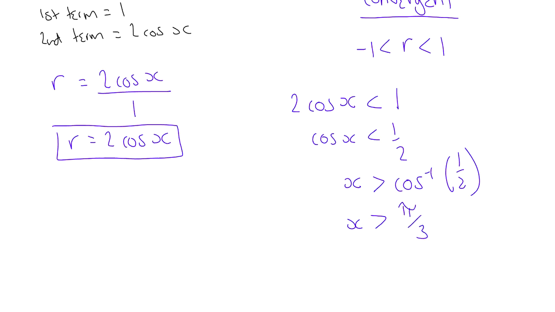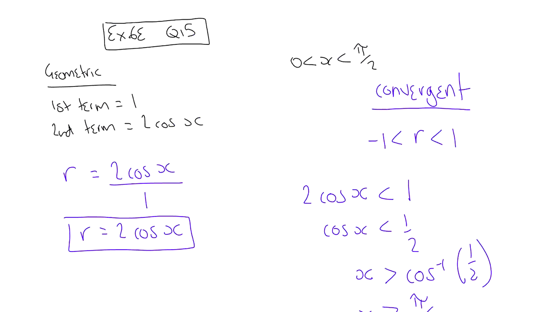All right, so this is not my final answer, so don't stop there if that's what you think. I've been asked to find the set of values for which x makes this series convergent. So that is just one end of it, but because of this restriction, I need to be more specific. So I know that x is going to be between two values. x must be greater than pi on 3, but I'm not allowed to be any greater than pi on 2. So this is my final restriction for the values of x which makes this geometric series convergent. All right, I hope that helps.